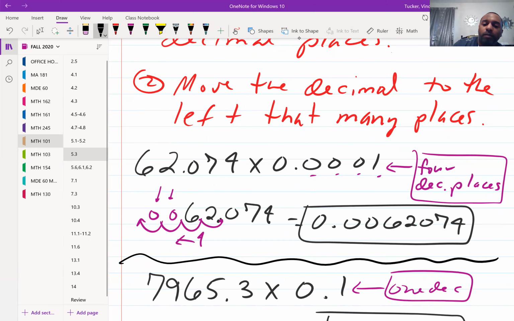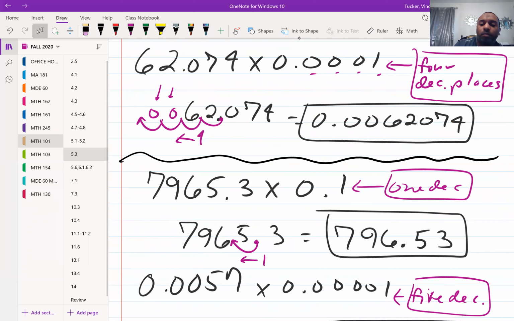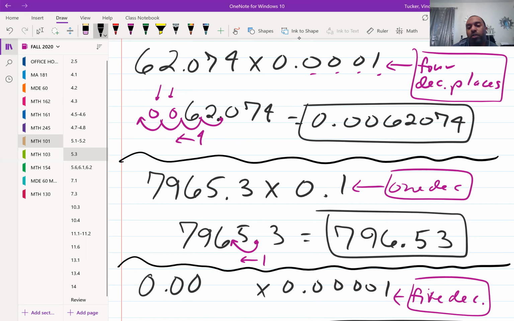All right, we have this next one right here. We have 7965.3, and we multiply times 0.1. And so it's just 0.1, so it's 1 decimal place. So we move the decimal to the left 1 spot. And that'll be 796.53.